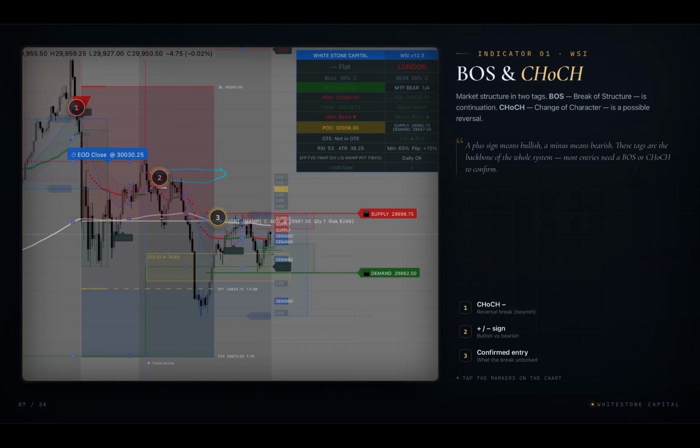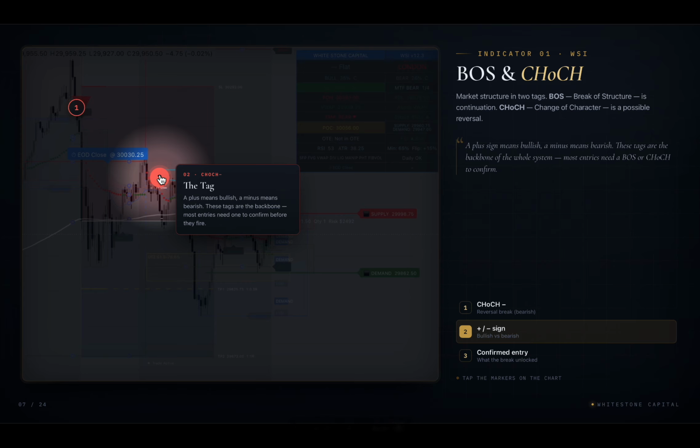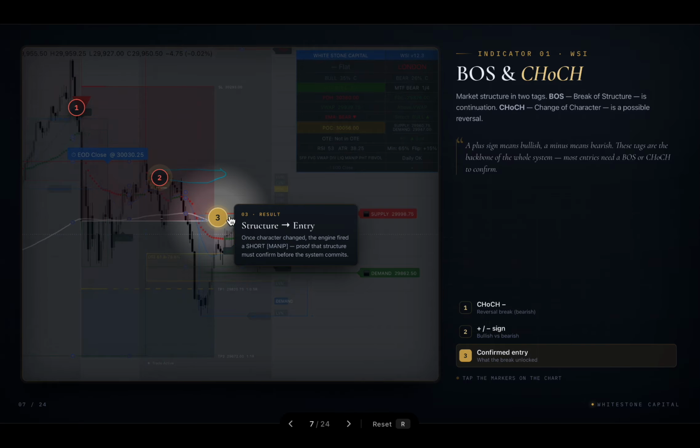These little tags, BOS and CHoCH. BOS is a break of structure. That means that price has broken a prior swing in the same direction the trend was already going. That's continuation. But CHoCH, change of character, means it broke the other way. That's your first sign that the trend may be turning. A plus sign is bullish, and a minus sign is bearish. These tags are the backbone of the whole system. Most entries need a BOS or CHoCH to confirm before they actually fire the trade.